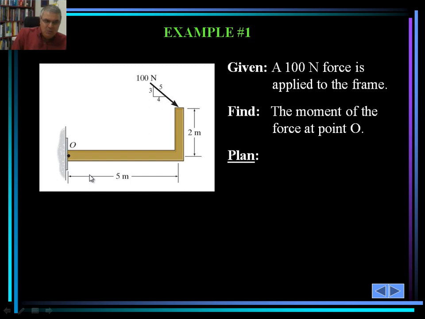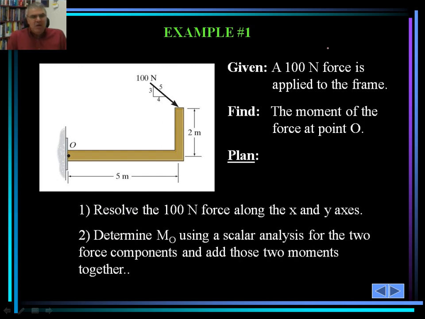The angle at which the 100 Newton force is applied is also given in the form of a 3, 4, 5 triangle, using similar triangles. These are common in mechanics, and this is the way it is commonly shown in engineering mechanics. We would like to find the moment of force at point A. What should be our plan? The plan should be to resolve the 100 Newton along the x and y axes and then take the moments separately.